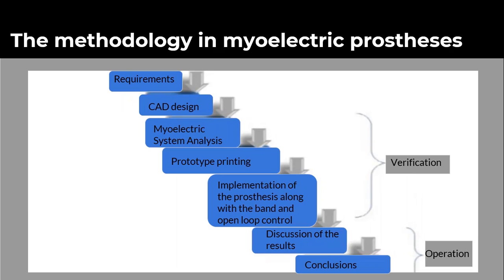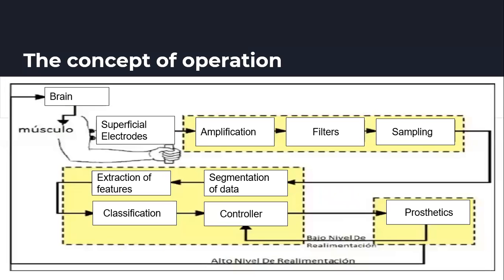The methodology in the myoelectrical prostheses includes its requirements, the CAD design, the myoelectrical systems analysis, the prototype printing, and the implementation of the prostheses along with the band and open loop control. These are called the verification portion of the methodology. Lastly, which is called the operation, is a discussion of the results and its conclusions. This is the concept of operation of the myoelectric prosthesis.